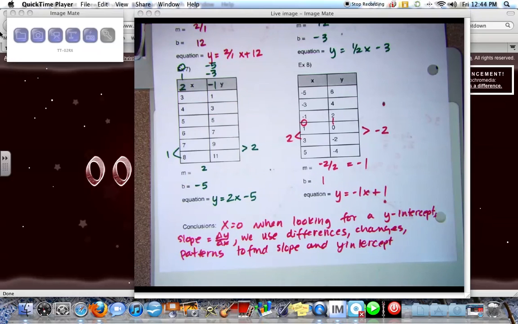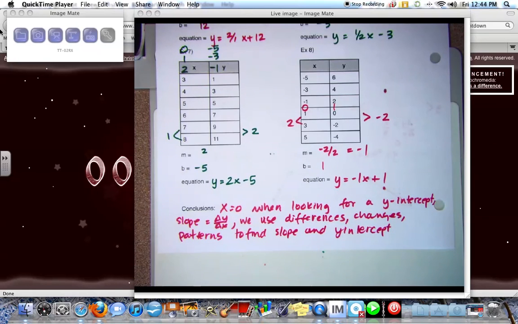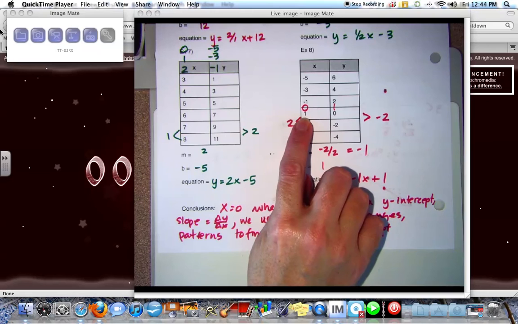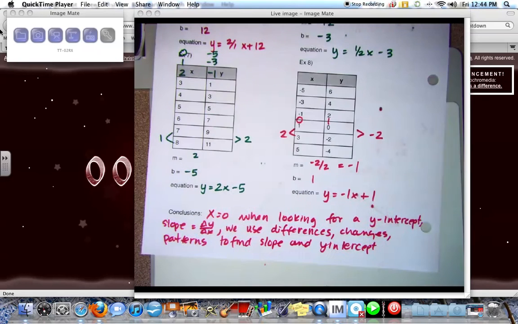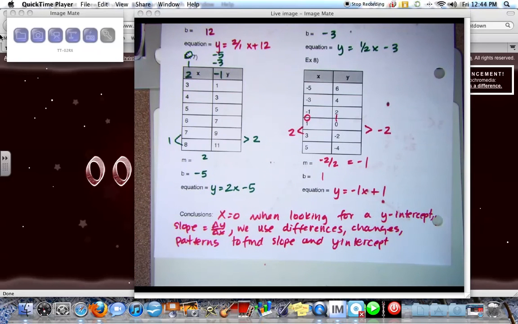Do we have to use just what's given to us on this table? No. So we can extend the table, okay? And we can look at what falls into the table that we don't necessarily see, like we did here. We knew that 0 fell in between -1 and 1, so we could find the y-intercept.